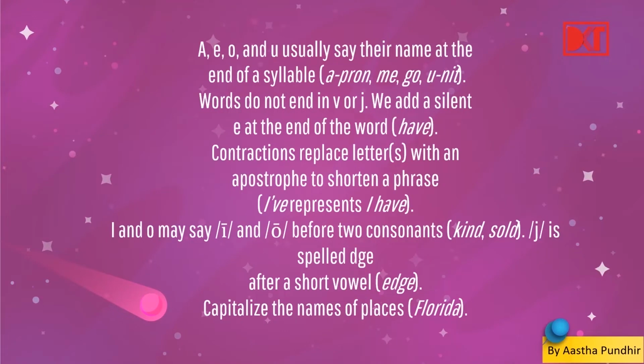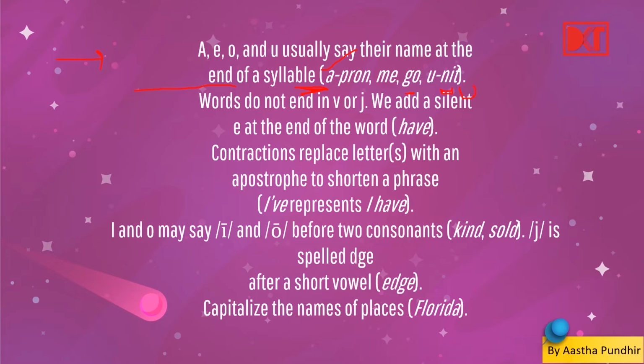Alright, a few more rules. Now A, E, O and U, they usually say their name at the end of a syllable, like apron. You see their name. We're starting with apron, not apron. It's apron. So A का नाम क्या है? It's A itself, so apron. Here me, E at the end. Here again O, you see, go. So the complete name of O. Then unit. So here U.